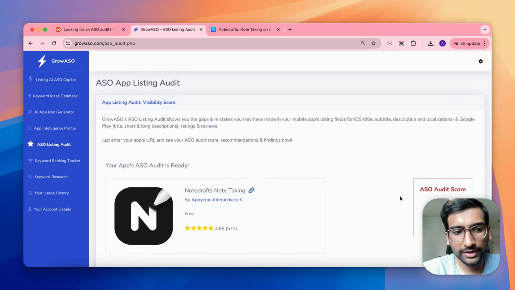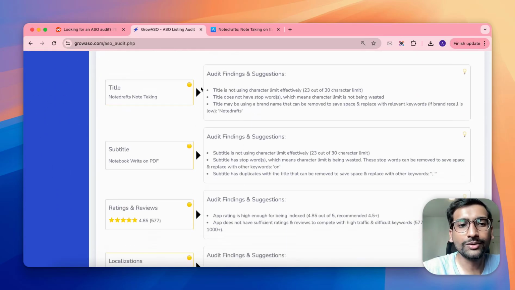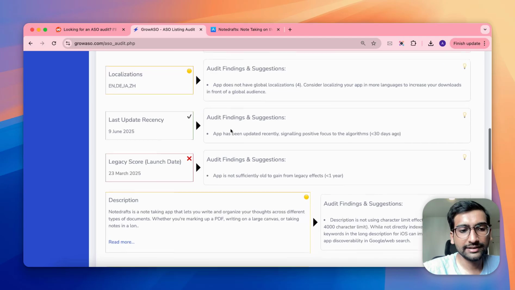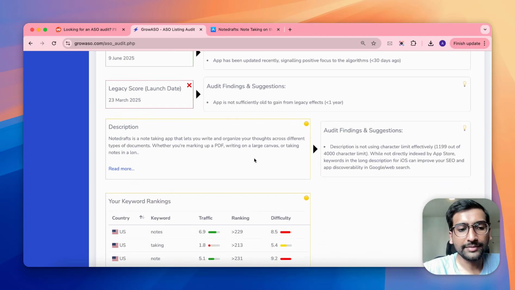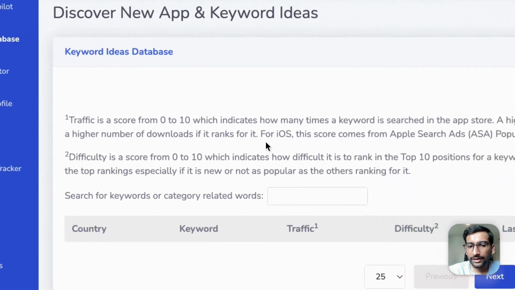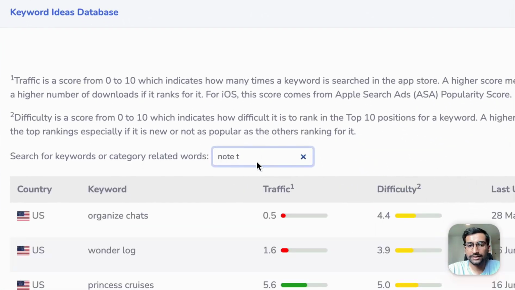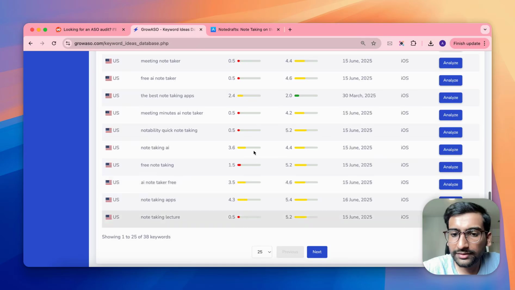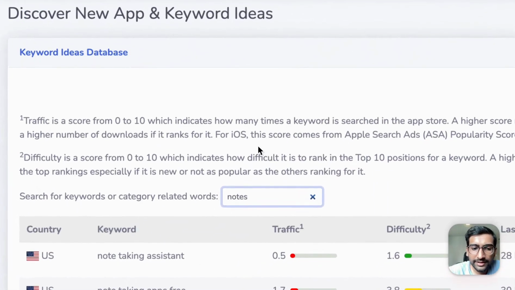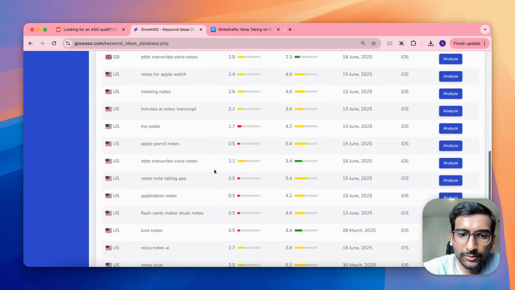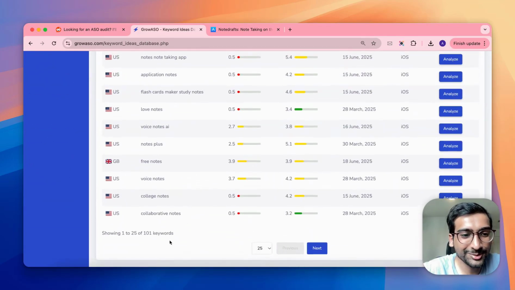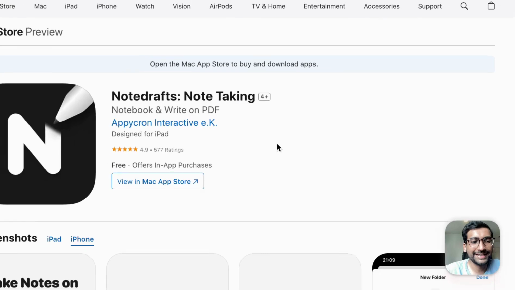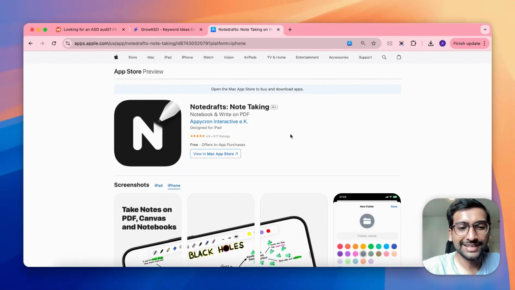The audit score came out low, right? And you know why. Mainly because the title and subtitle are not well optimized, there is a gap in localization, and the description is really missing out. I can try in the keywords database to see if there are any keywords. There are quite a few. Wow, that's like 38 here. If there are any notes related, there's 100 plus for notes. So you should really test it out. I think you can find keywords that are relevant, and you can benefit from it. So give it a shot.